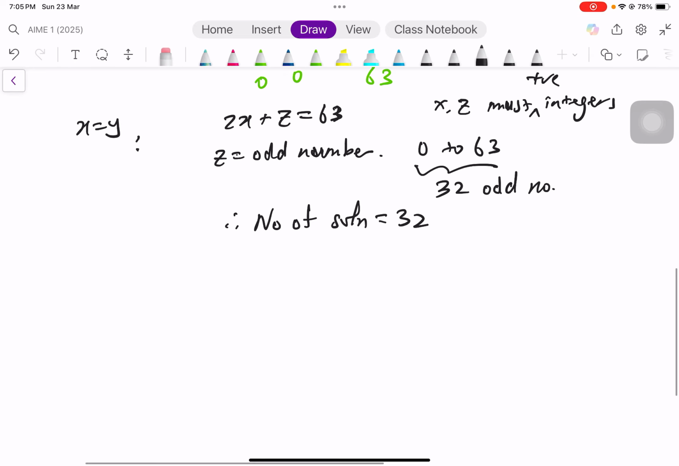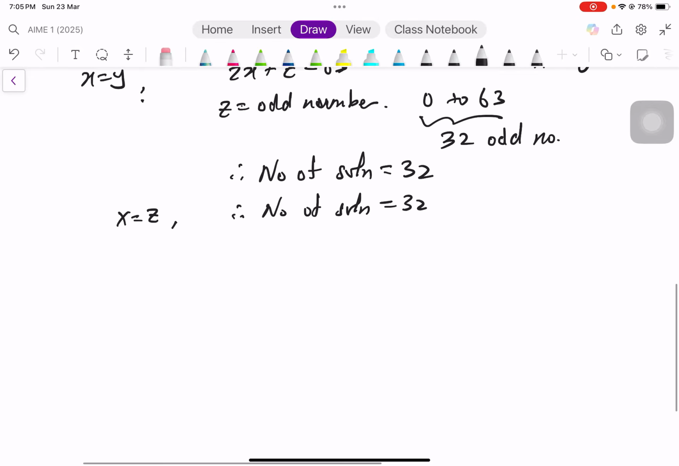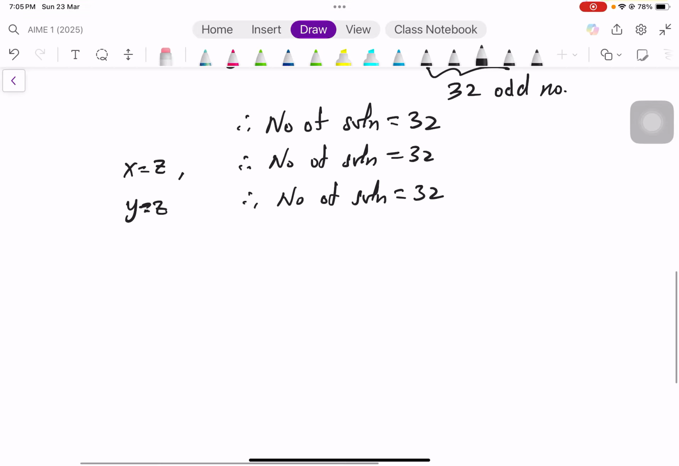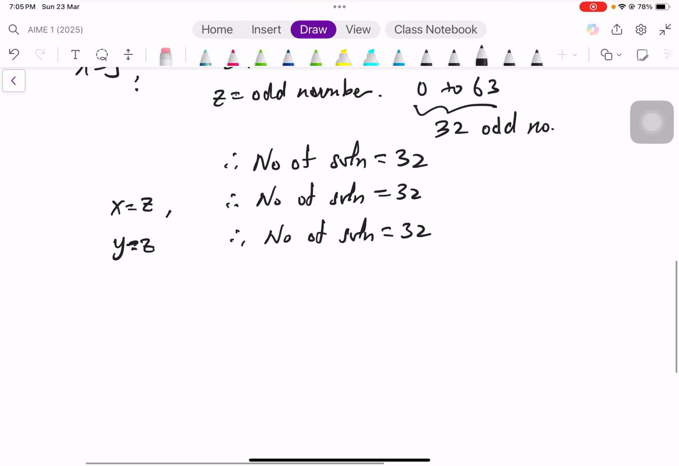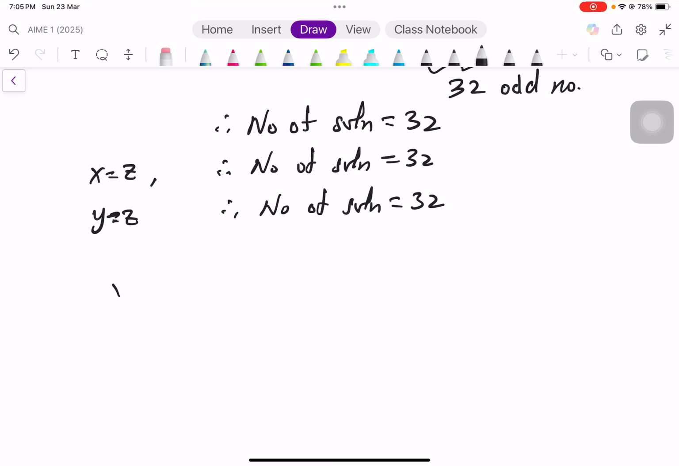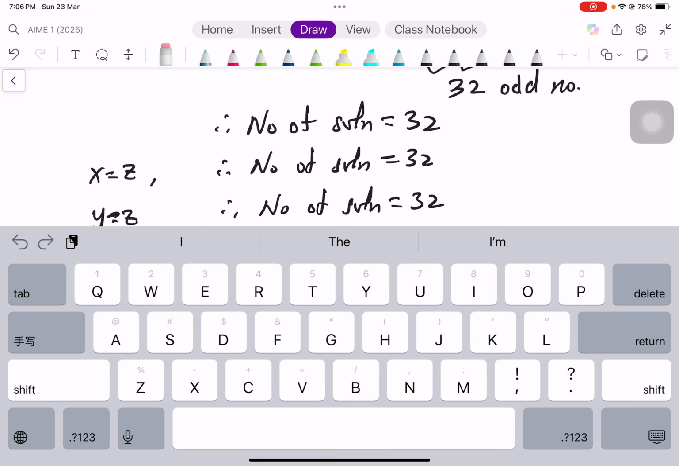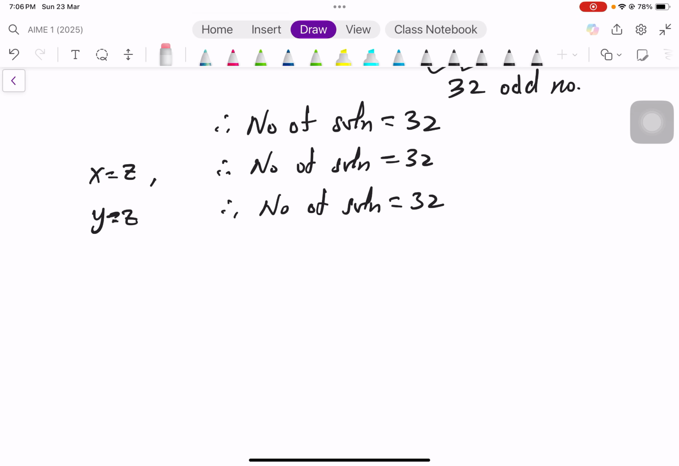Then you can also consider x is equal to z. Similarly, the number of solutions is actually 32. And then finally, we consider y is equal to z. The number of solutions is also 32. All right. And then one final case, x equal to y equal to z. Everything equal. Therefore, in this case, you have one solution.